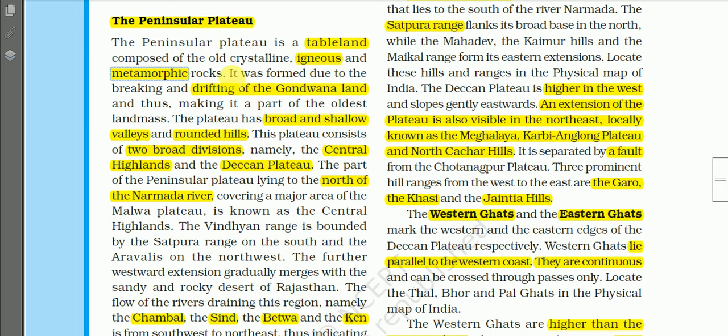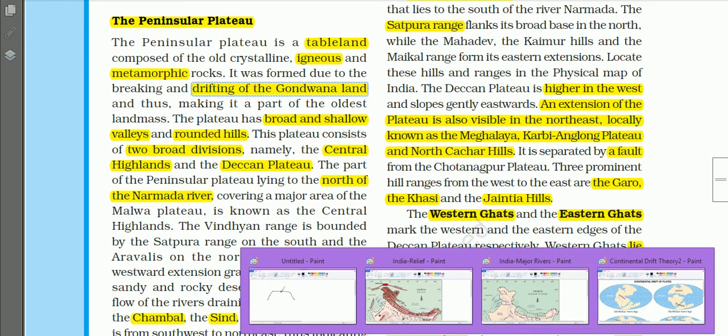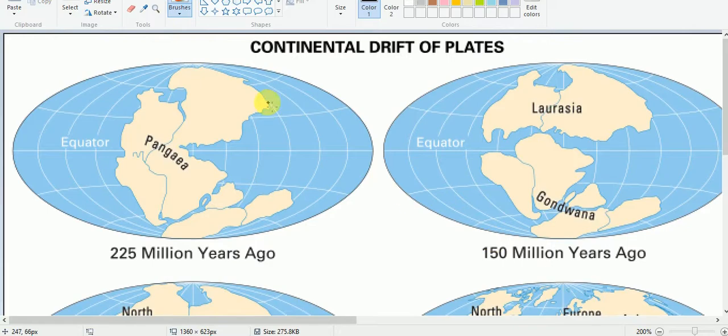So the Peninsular Plateau was formed due to the breaking and drifting of the Gondwana land, thus making it a part of the oldest landmass. Remember, the Peninsular Plateau was formed due to the breaking and the drifting of the Gondwana land. What does it mean? I will show you one diagram here.